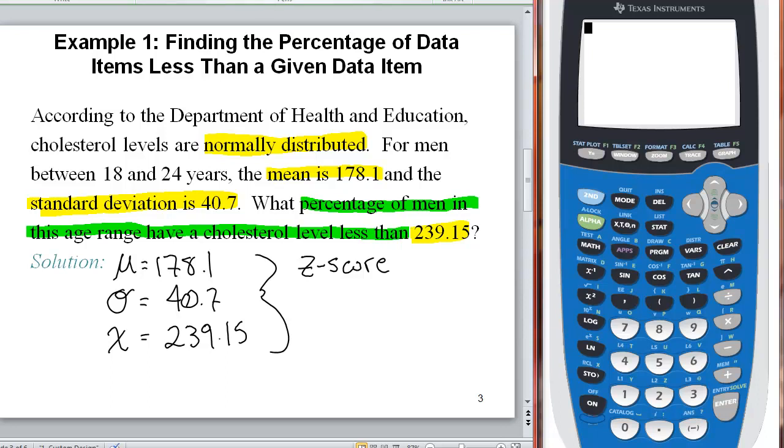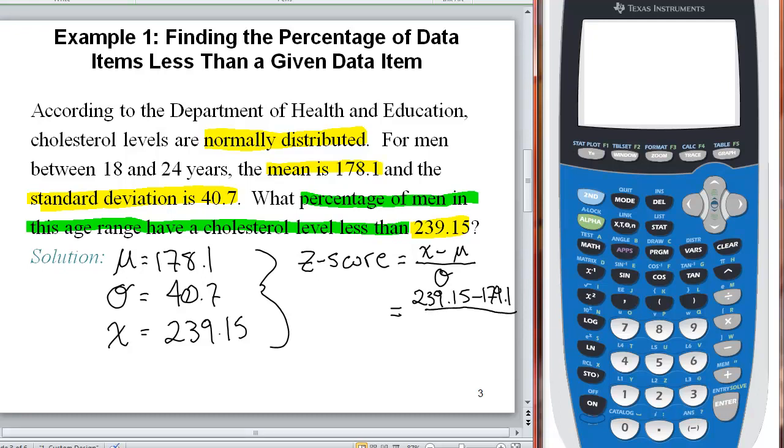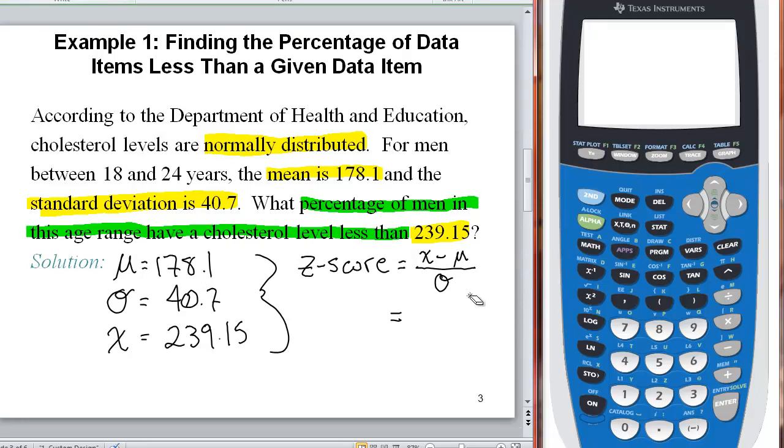Now, the z-score is given by the value minus the mean divided by the standard deviation. So if I'm going to plug into this, it's going to be 239.15 minus 178.1. All right, that's too small.